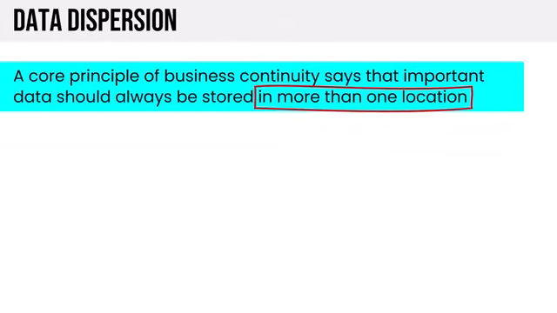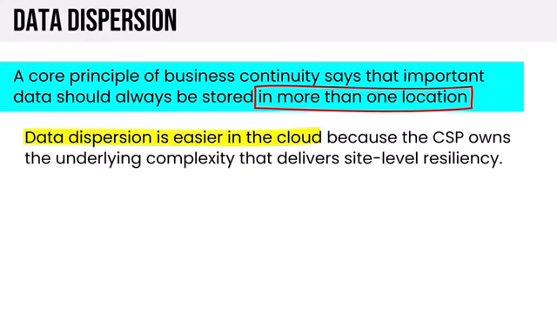Data dispersion. This is a core principle of business continuity that says it's important that data is always stored in more than one location. In other words, data is dispersed across multiple locations. And this is actually easier in the cloud because the CSP owns the underlying complexity that delivers site-level resiliency.